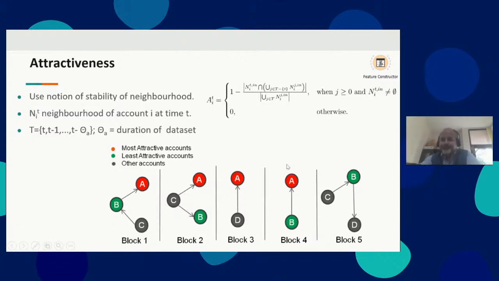If you look here, A is being interacted with a lot, and they're more or less always interacting with either B or C or D, etc. So it seems like A has a high attractiveness. A's neighbors are not stable, so it changes its partners. Whereas accounts which don't change their partners that often are the least attractive accounts, and it turns out that malicious accounts are more attractive.